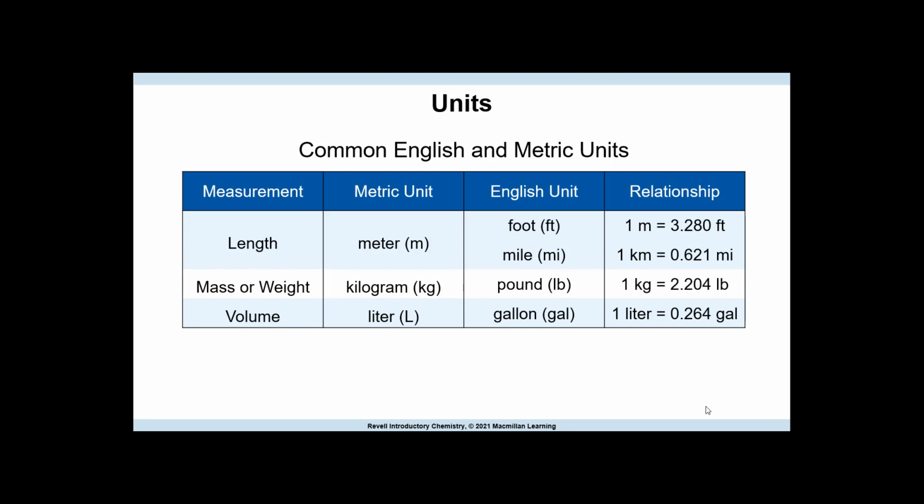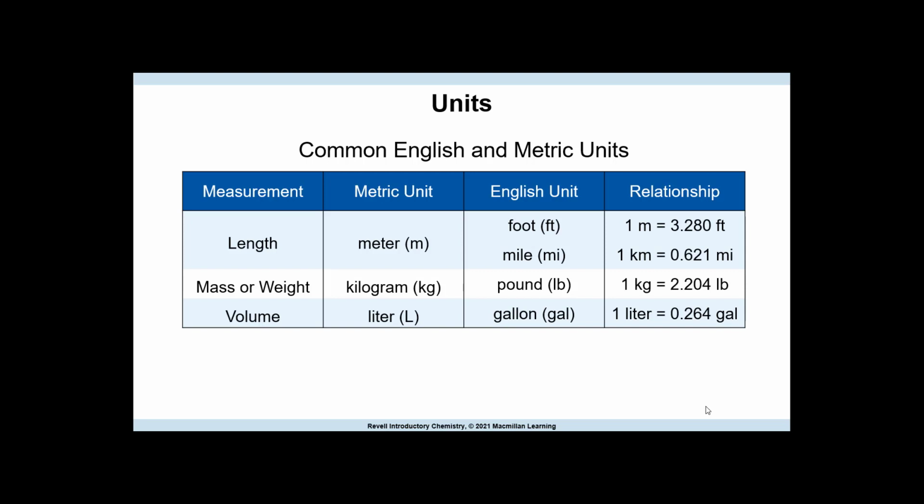So common English units, we tend to use a foot and a mile for length, but in metric units, it's a meter. And 1 meter is equal to 3.285 feet. So a little bit more than 3 feet. And 1 kilometer is 0.621 miles, so more than half a mile.